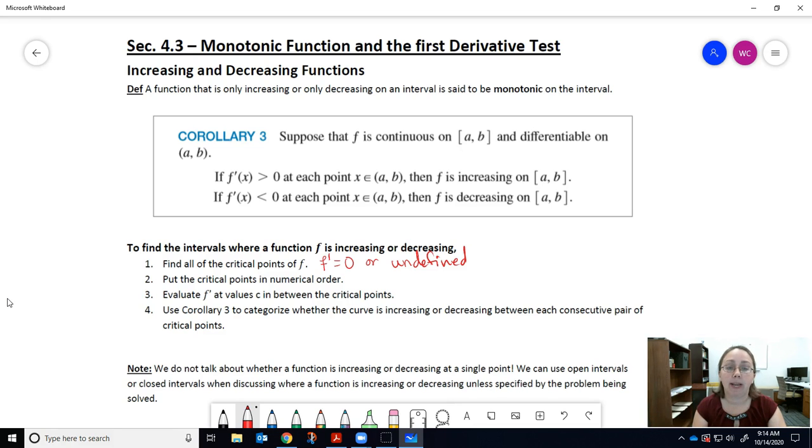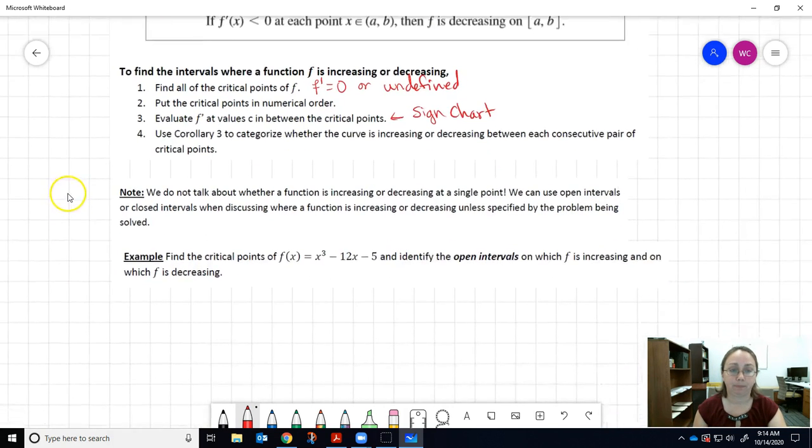Evaluate the derivative in between your critical points. We're going to create what's called a sign chart. In our overall graphing experience, we're going to do two sign charts, the first derivative sign chart and the second derivative sign chart. First derivative sign chart uses your critical points, and you're going to test in between those to see if your function is increasing or decreasing. I'll show you how to do that. Then use corollary 3 to categorize whether the curve is increasing or decreasing between each consecutive pair of critical points.